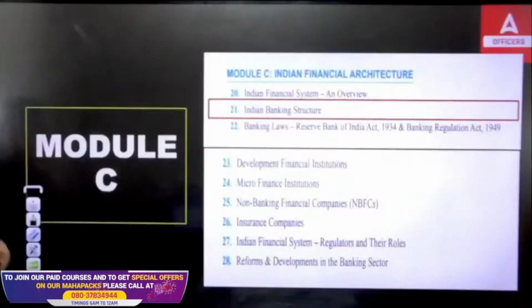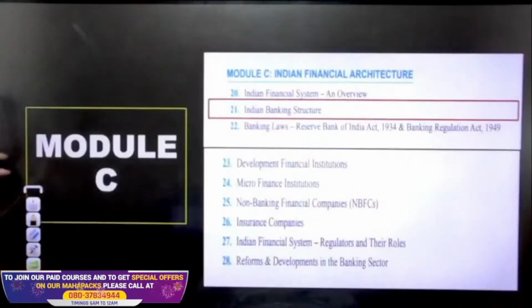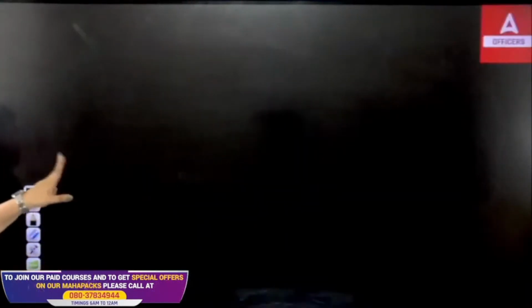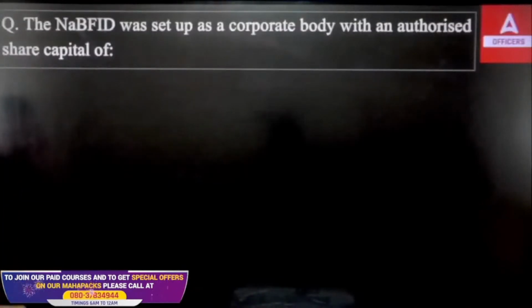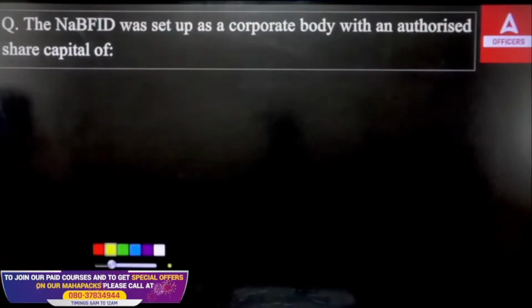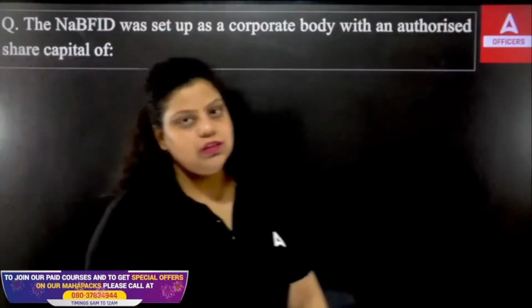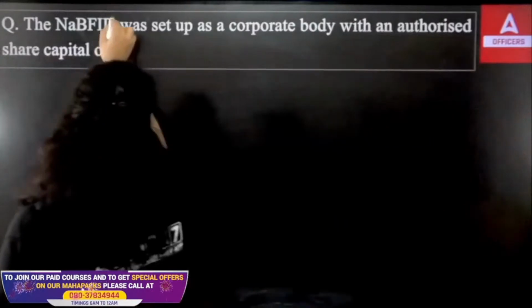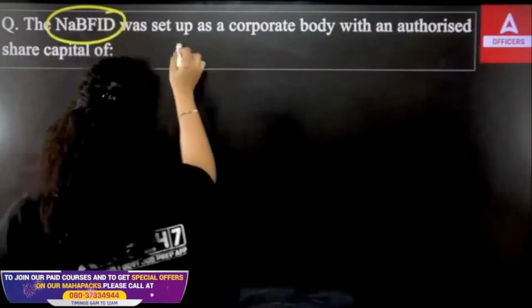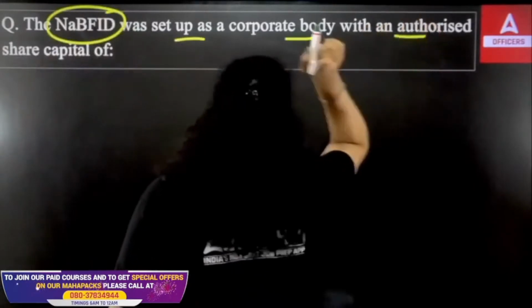Okay, now I hope I have covered everything, or at most things, here in the form of theory, a kind of introduction to the chapter. Now let's move forward and talk about the questions, and we will discuss the rest of the chapter in the form of MCQs. Okay, so the first question is: the NABFID was set up as a corporate body with an authorized share capital of dash.